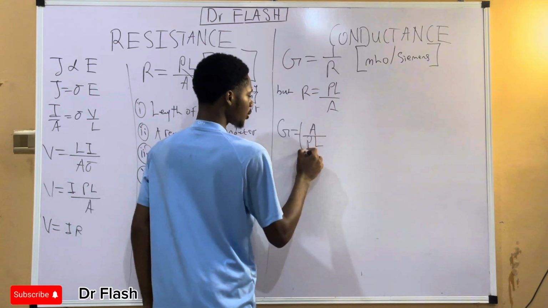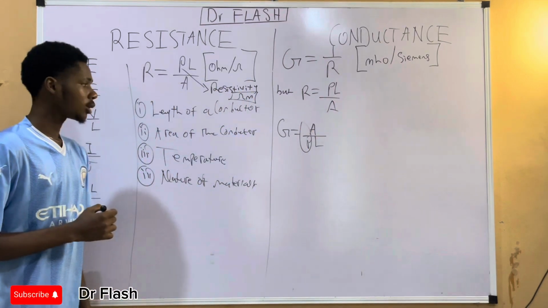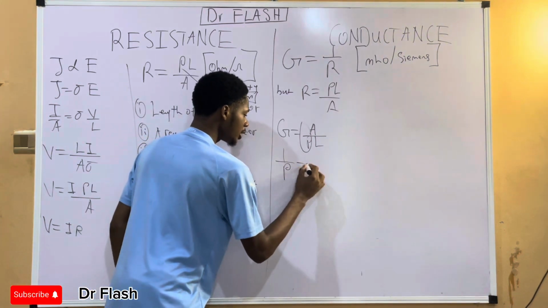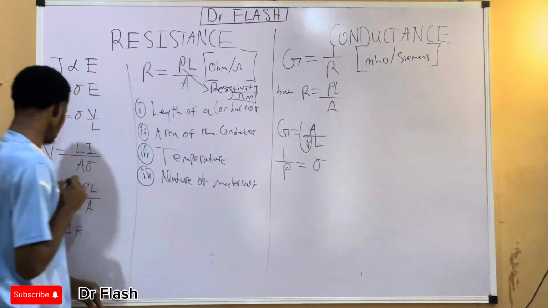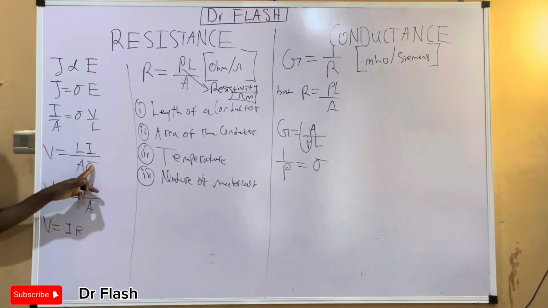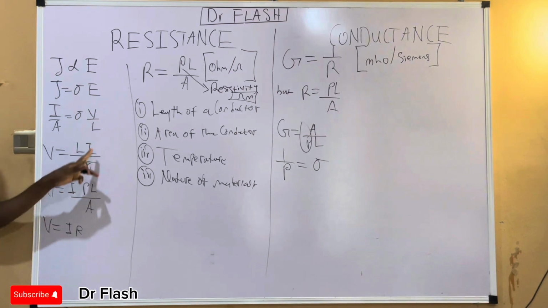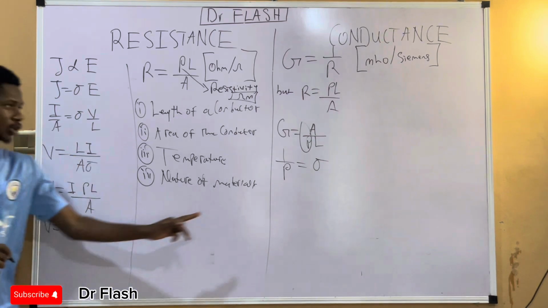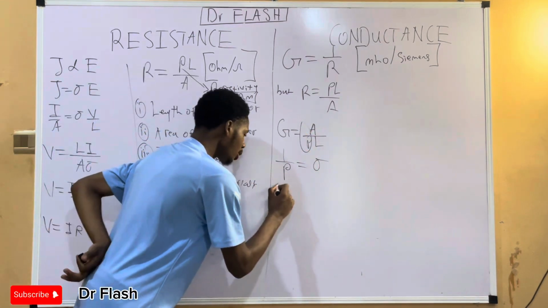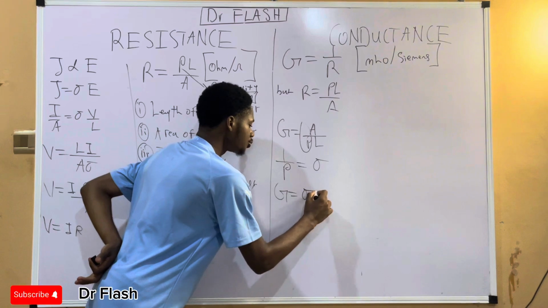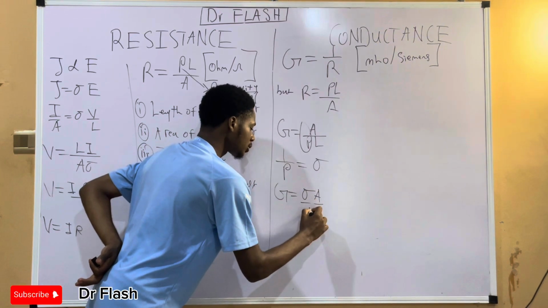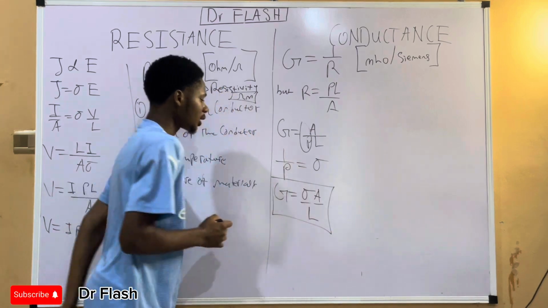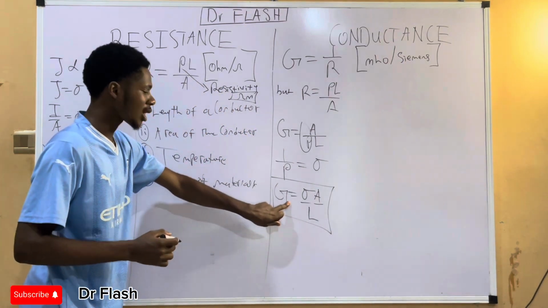We don't stop there. Now 1 over rho is also a constant. Conductivity, which we represented with sigma, is 1 over rho. If I substitute, we get G is equal to sigma A divided by L. So you can now see that G is the formula for calculating conductance.